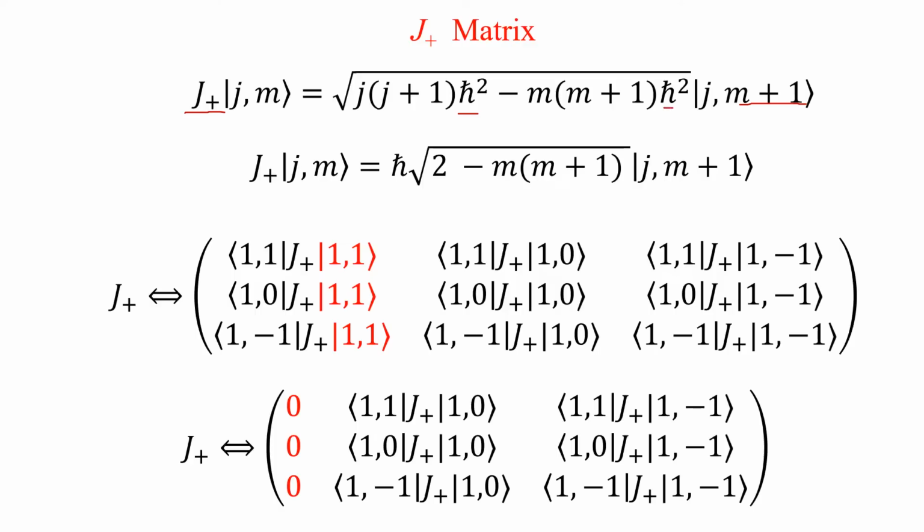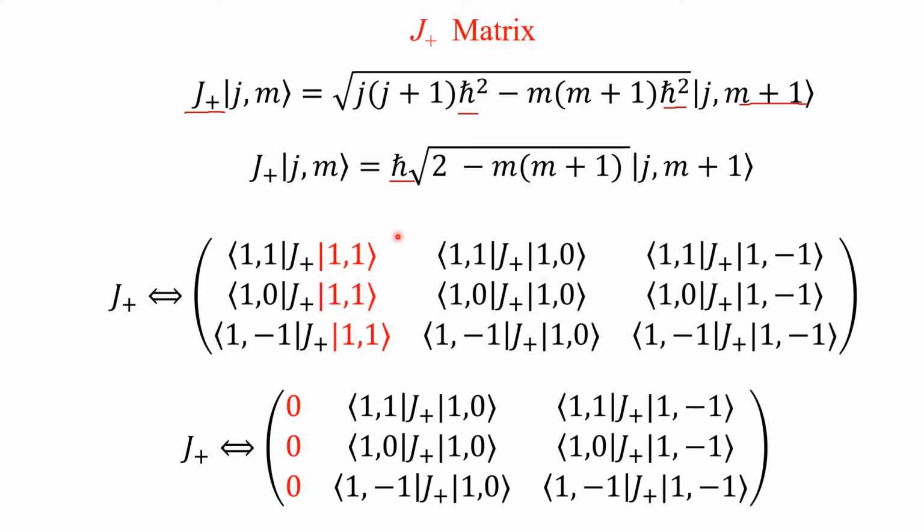Now what I am doing is, see here one ℏ squared, here one ℏ squared. I am taking this ℏ squared outside, which will become just ℏ. Also this j into j plus 1, since j is 1, 1 into 1 plus 1, 2. So this will be 2. So I can write this as ℏ square root of 2 minus m into m plus 1. Of course, you have the ket |j m plus 1>. Now, as I said, when j is equal to m, this coefficient will become 0.